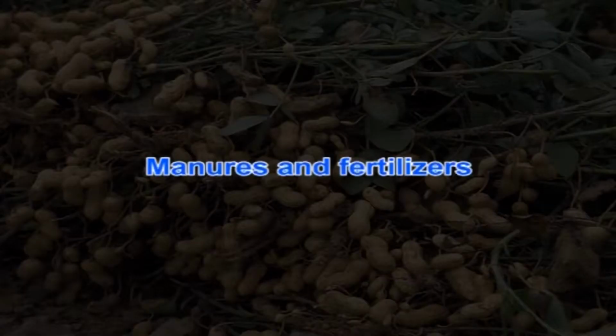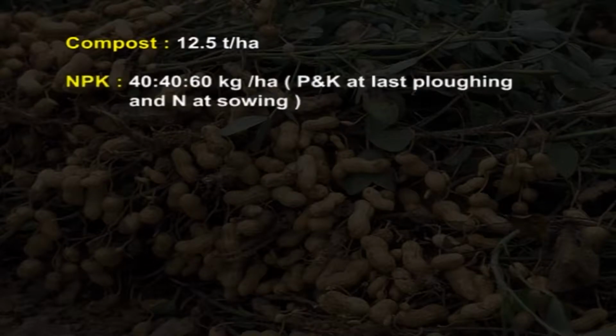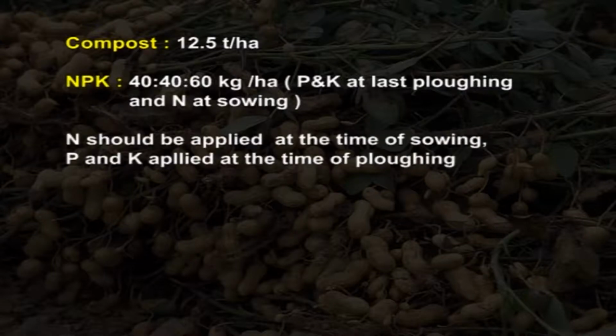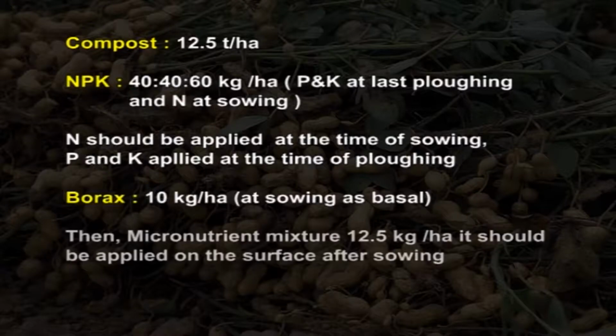Manures and fertilizers. Here we have to apply compost at the rate of 12.5 tonnes per hectare and also NPK 40, 40 and 60 kg per hectare. The nitrogen should be applied at the time of sowing, then phosphorus and potassium applied at the time of plowing. Borax 10 kg per hectare. Then micronutrient mixture 12.5 kg per hectare, it should be applied on the surface after sowing.